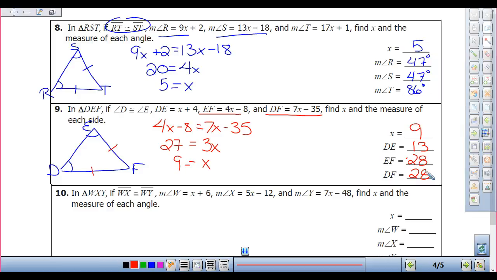Okay, so you're going to have to draw your picture to figure out what's congruent to what. But they're giving you 3 pieces of information with X's in it, but only 2 of them are going to be congruent. Does that make sense?